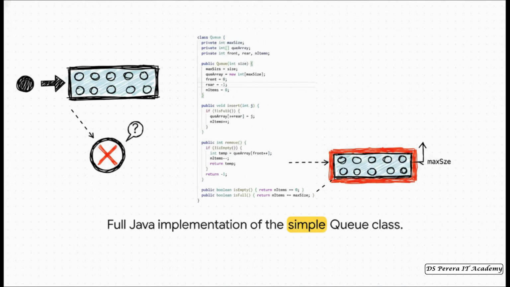Okay, here's the full Java implementation. Let's zoom in on that remove method. First things first, it checks if the queue is empty. We don't want to remove from nothing. If it's not empty, it grabs the element right at the front index.